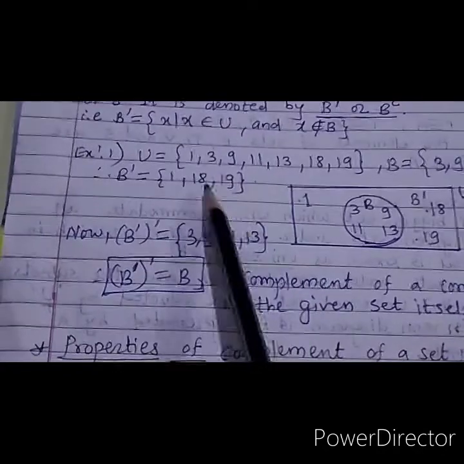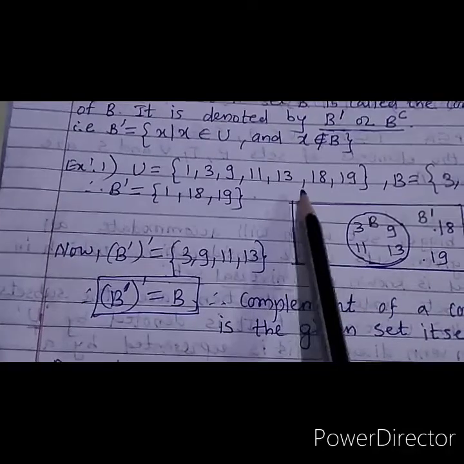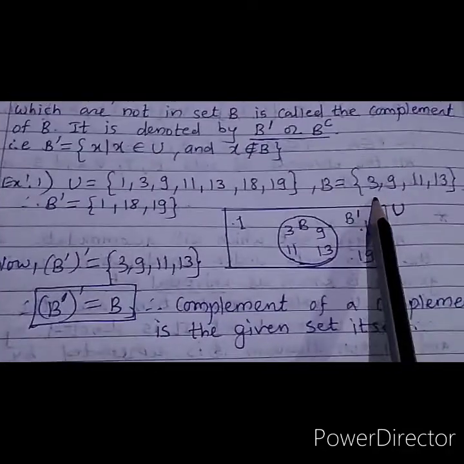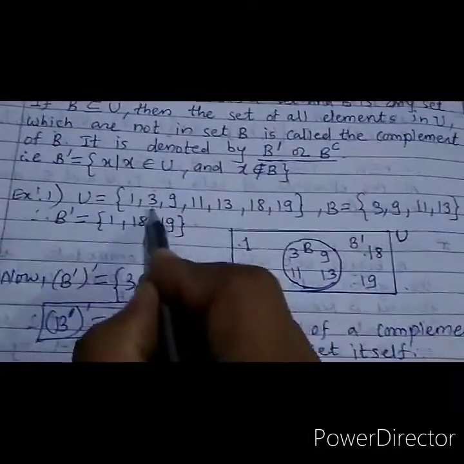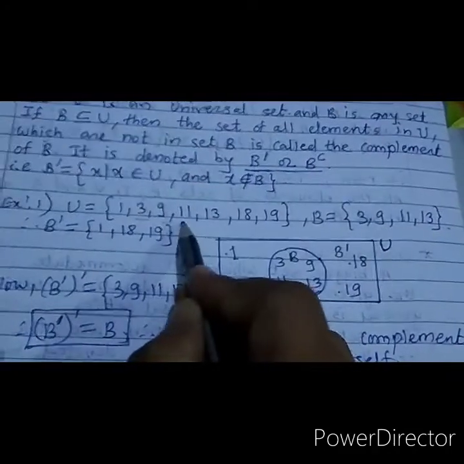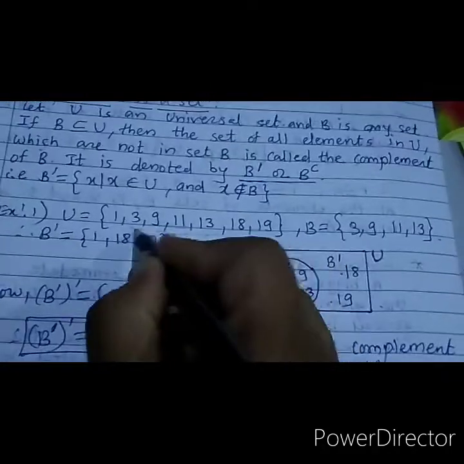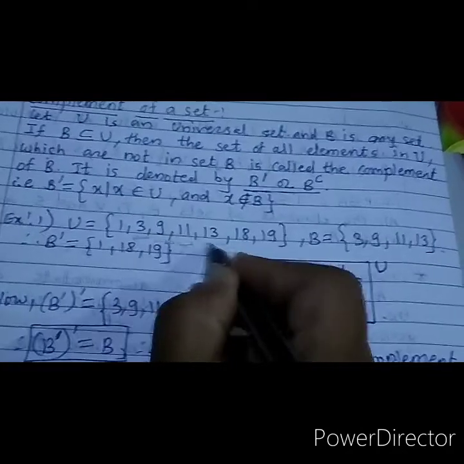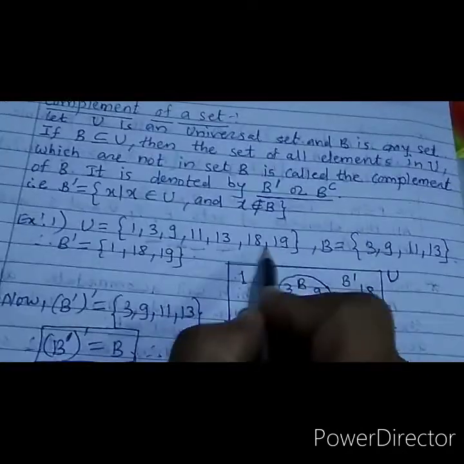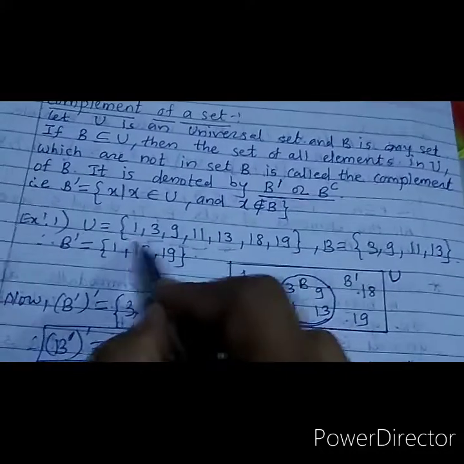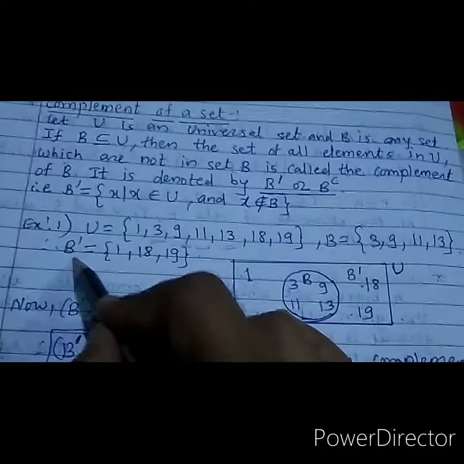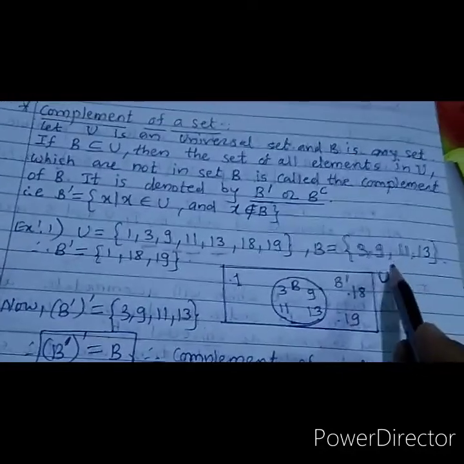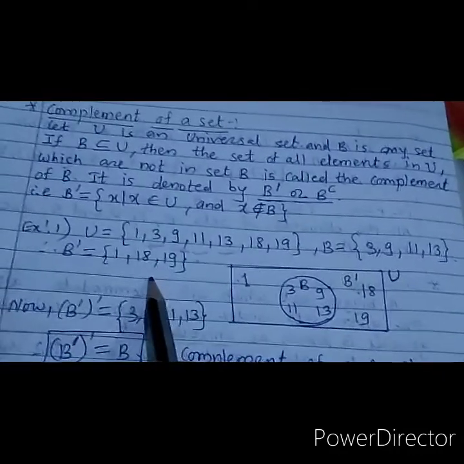Let us see an example. U is the universal set {1, 3, 9, 11, 13, 18, 19}. Now B is the set {3, 9, 11, 13}. So here, except these elements 3, 9, 11, 13, we can take the other elements, that is 1, 18, 19. So 1, 18, 19 are the elements of another set, that is, we can say the complement of set B. So except these elements, we will get the complement of set B.